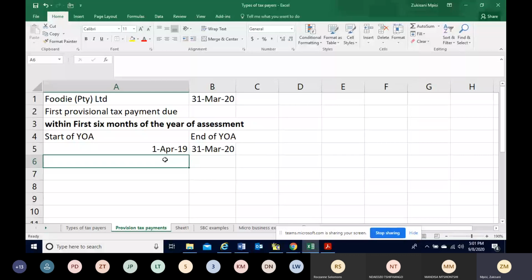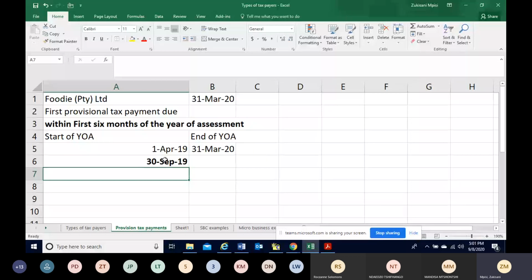Let's calculate what is 6 months from 1st of April. On the 30th of September. Is it 30th September? Does everyone agree? Yes, agreed. Give me the year. 30th of September 2019. So this is when the first provisional payment is due, 30 September 2019.